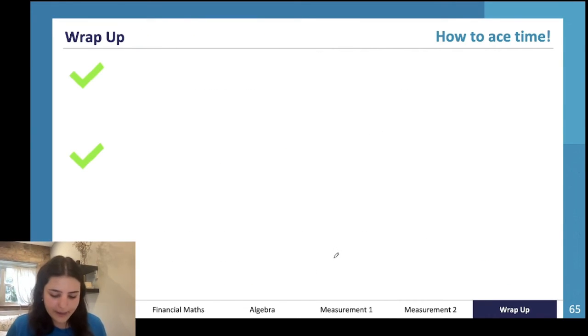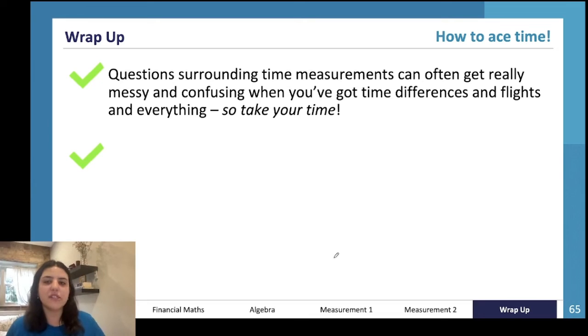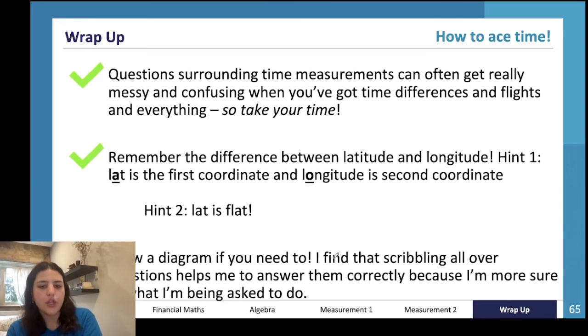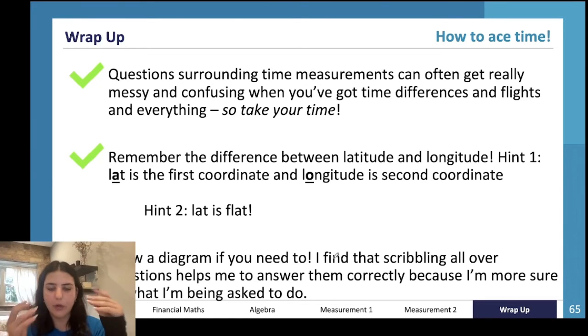All right, here are my kind of top 3 tips for acing working with time. Questions surrounding those measurements can get really messy and confusing when you've got different time differences and flights. So take your time, definitely draw diagrams as well. Remember the difference between latitude and longitude. So lat is the first coordinate and it's flat. Longitude is the second. Draw a diagram if you need to. Like I said, scribbling all over the questions just helps me realize exactly what I need to figure out.